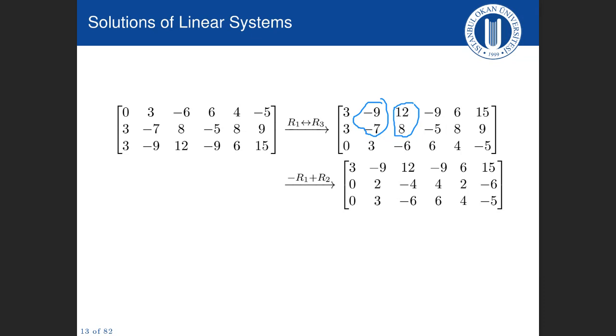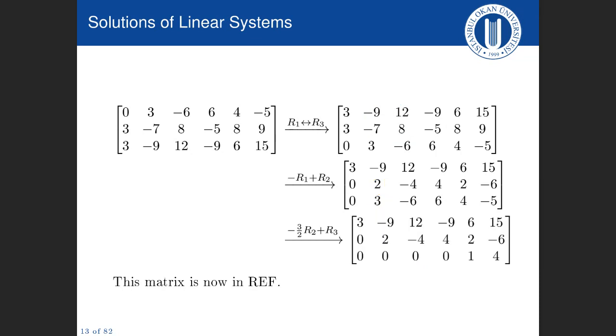What do we want next? Next, we want to move on to the next pivot. This 2 is a pivot. Underneath this 2, I want zeros. I want to change this number 3 to a 0. So I'm going to do minus 3 over 2 R2 plus R3, which becomes the new R3. This matrix is now in row echelon form.